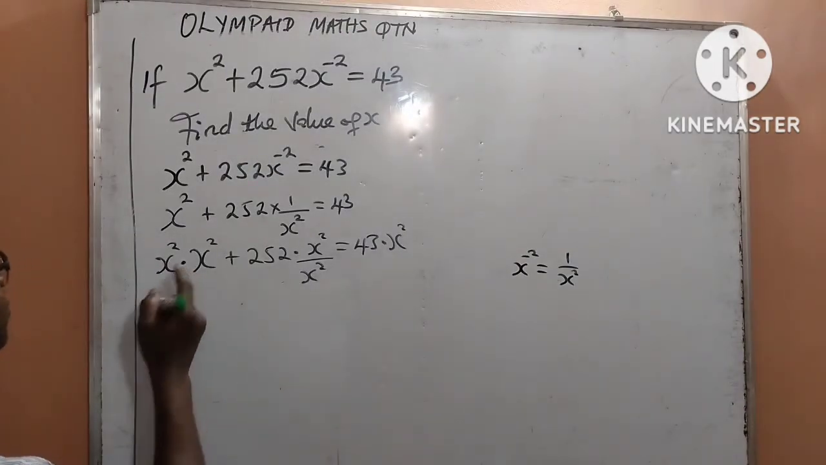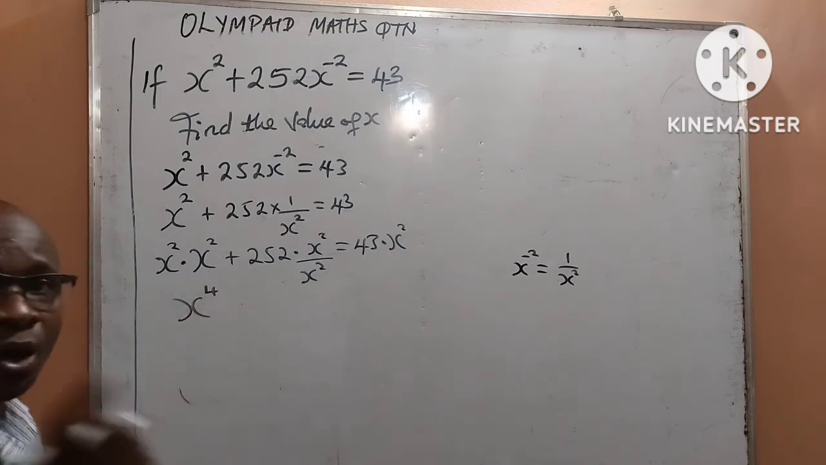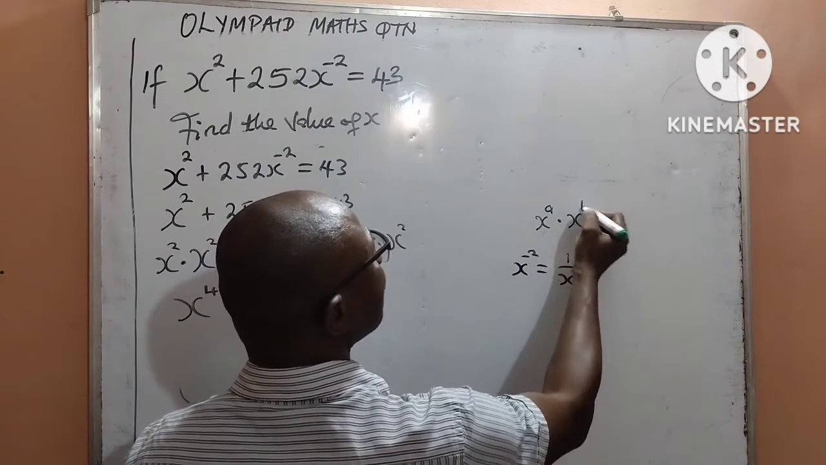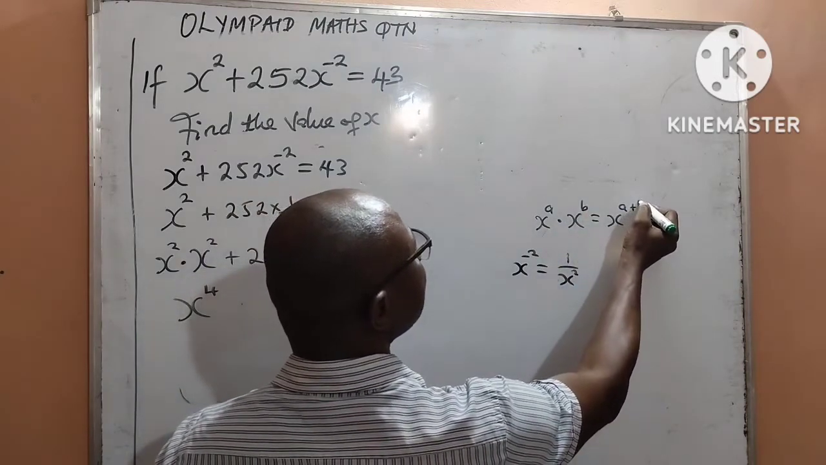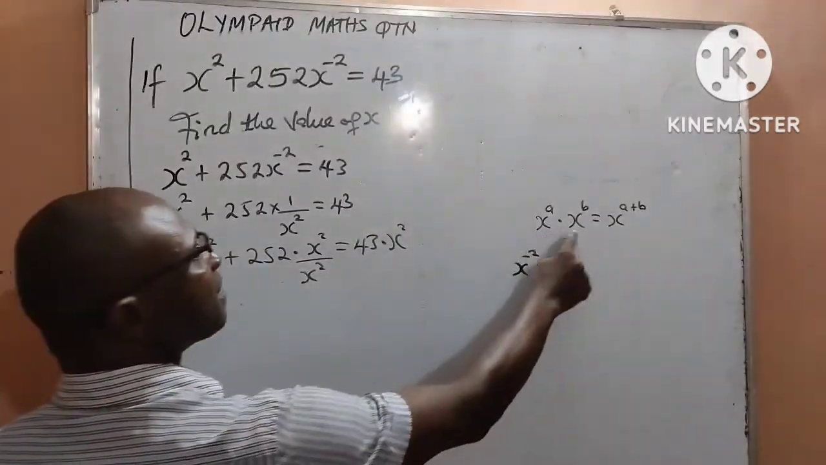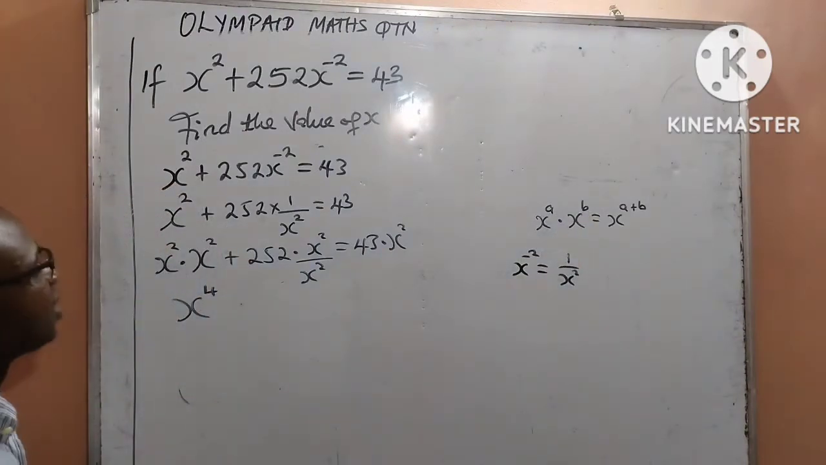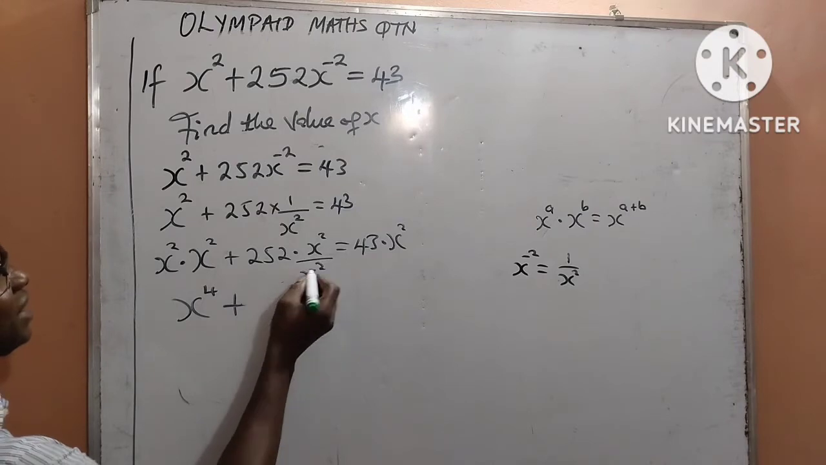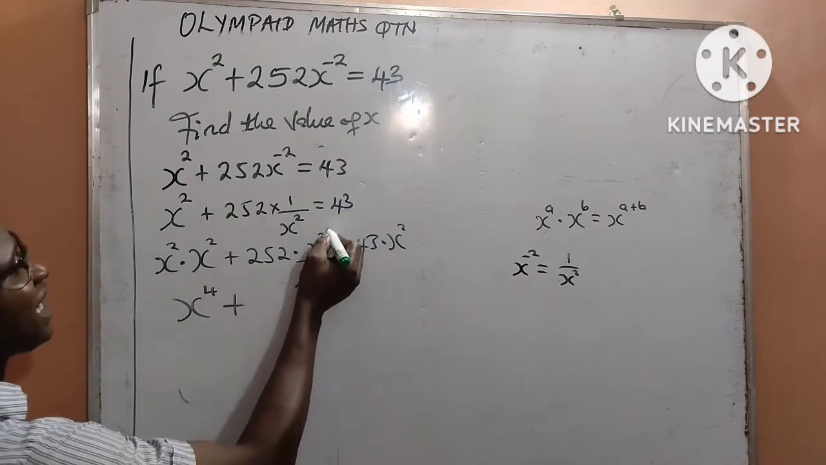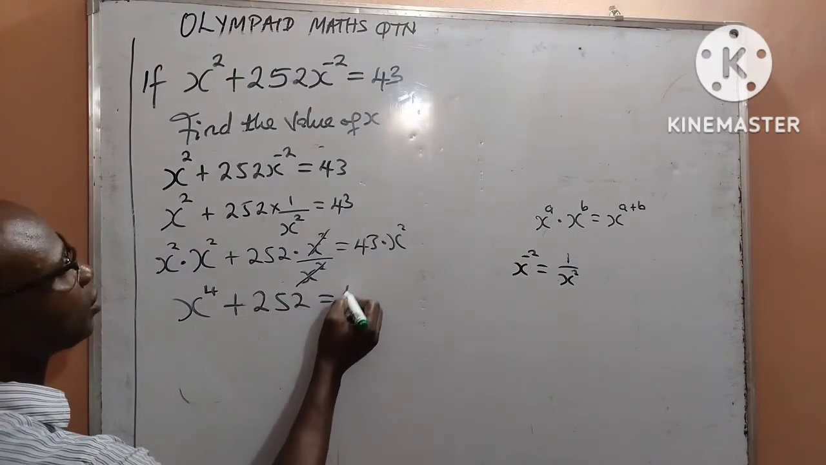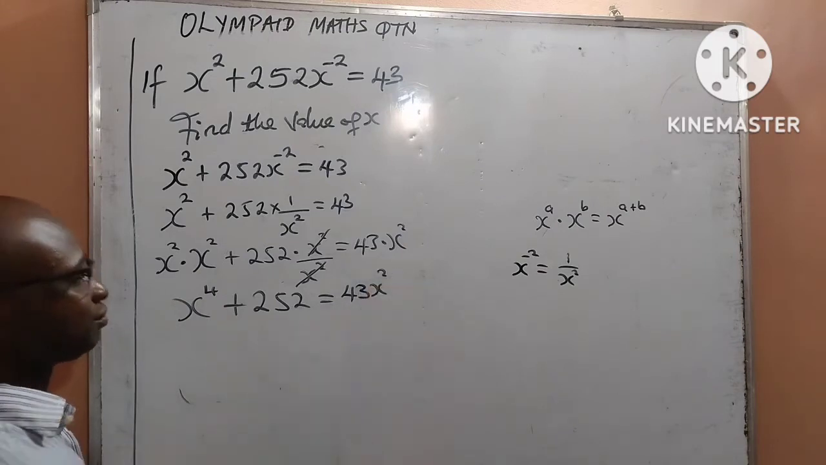And when that happens, I shall have from here x to the power 4. Why? Because if you have x to the power a multiply x to the power b, it is equal to x to the power of a plus b. This is called the multiplication law of indices: when the bases are the same, you simply add the powers. So that is what I have done. Base x, so I added 2 plus 2 to get x to the power 4. Also, from here the denominator x to the power 2 cancels out with the numerator x to the power 2, leaving me with 252 equal to 43 x to the power 2.